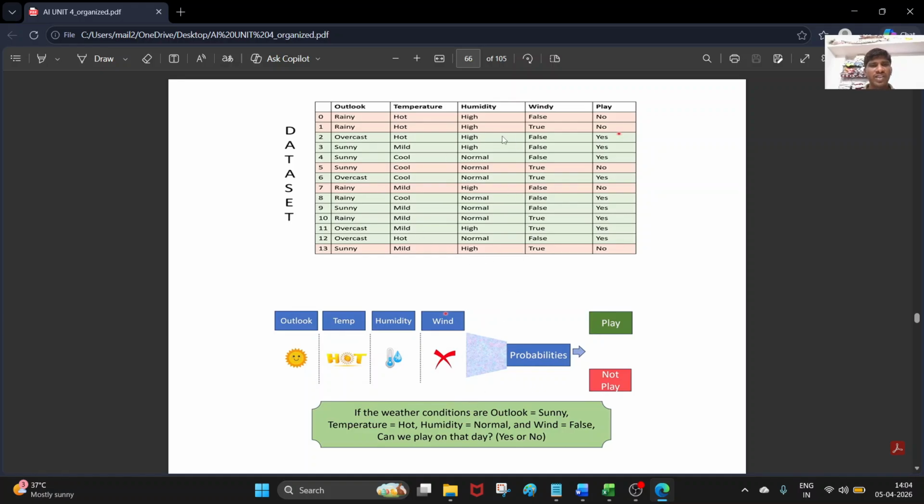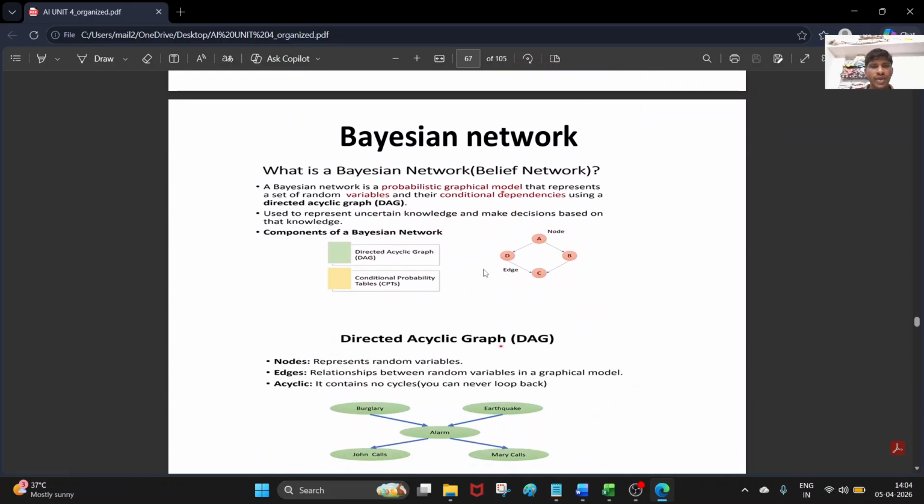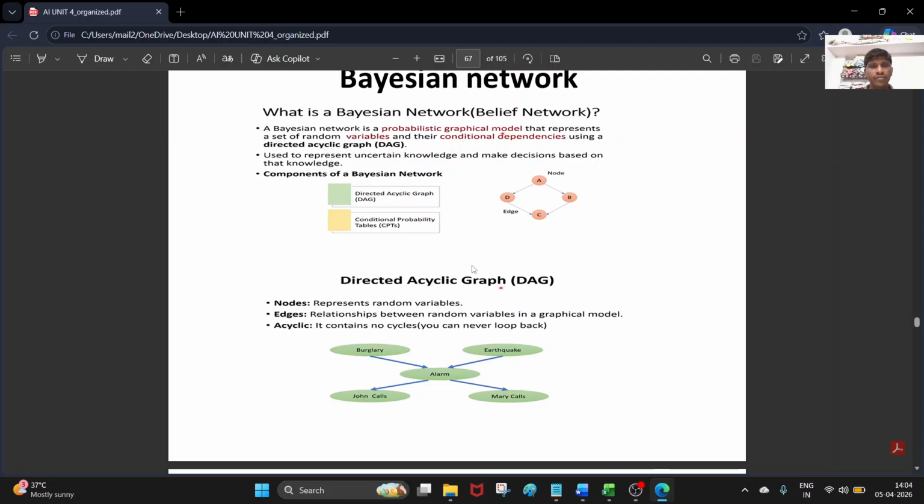So here we'll be having a data set, and based on the data set you have to find the posterior probability if the weather conditions are outlook, the main class here, equal to sunny, temperature equal to hot, humidity equal to normal, and wind equal to false. Can we play on the day? We have to predict.